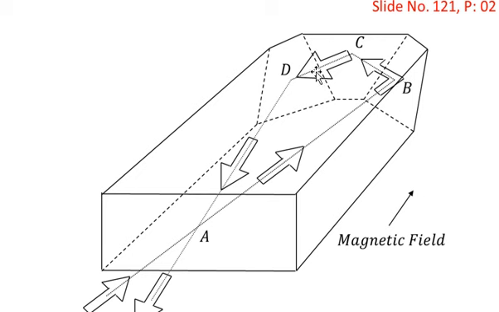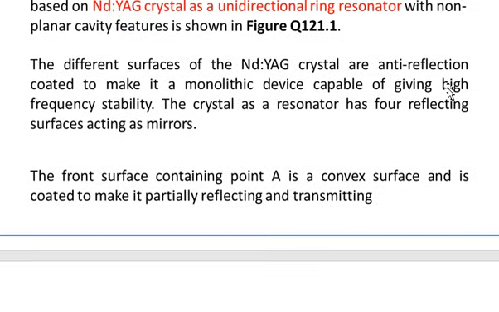It might be possible that the plane of incidence at point D is the same as the plane of incidence at point B, and the plane of incidence at C is also parallel, for example, to the planes of incidence at points B and D respectively. So in that sense, the plane of incidence at point B makes some angle with the plane of incidence at point A. That's why we regard this cavity as a non-planar cavity.